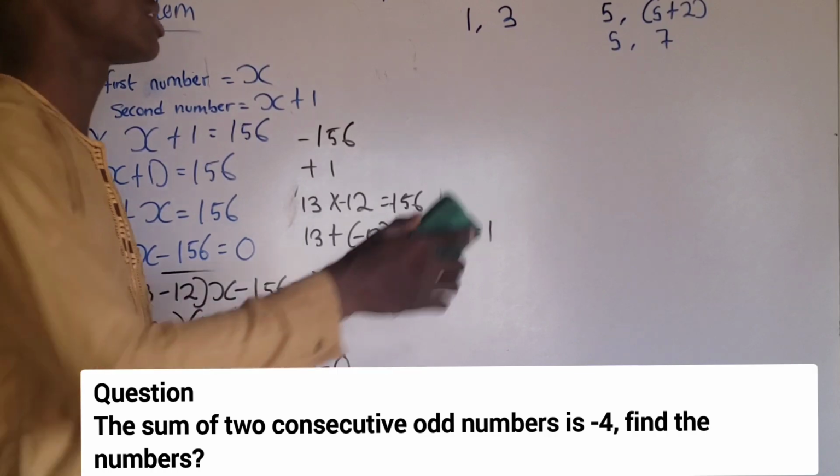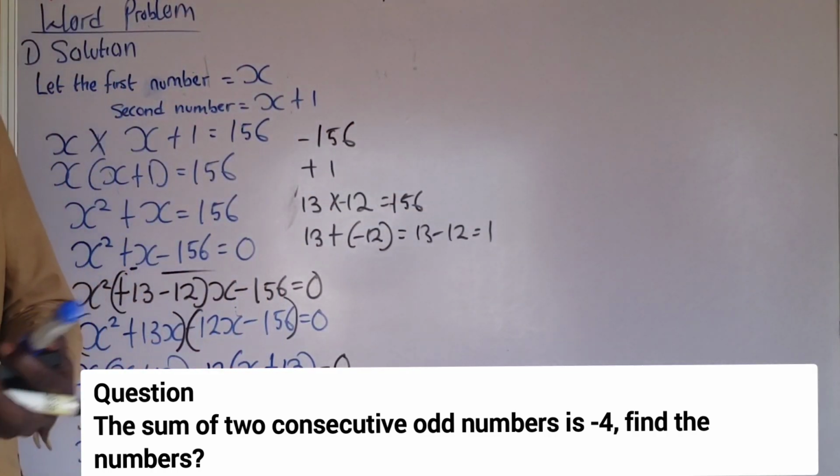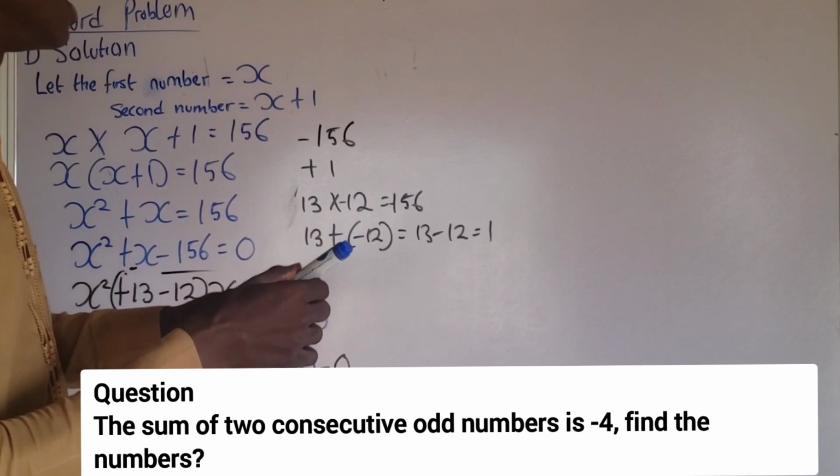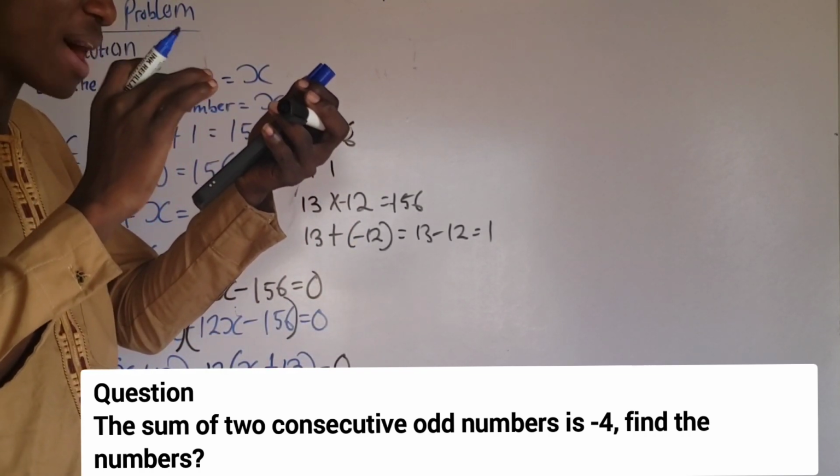So we don't know these numbers. We are asked to determine the numbers. Now, how do we do that? You see, we are still going to proceed with the same approach. Let's look at the question. The sum of two consecutive odd numbers is -4.